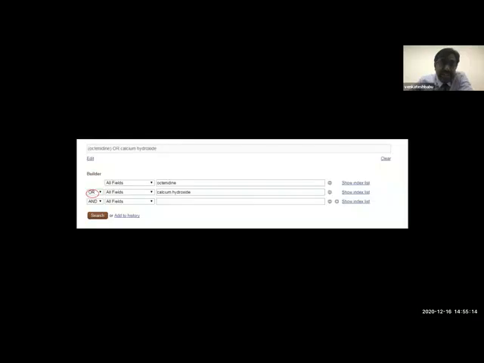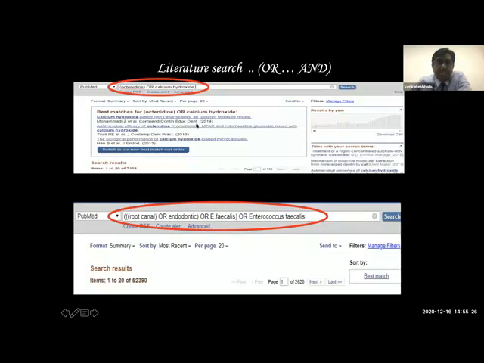So here I am selecting R. So automatically it will come like this here, octenidine or calcium hydroxide. Then can you see this search button? If I click this search button, automatically I will be getting this particular page. It means octenidine or calcium hydroxide, number of papers is 7,000 plus.